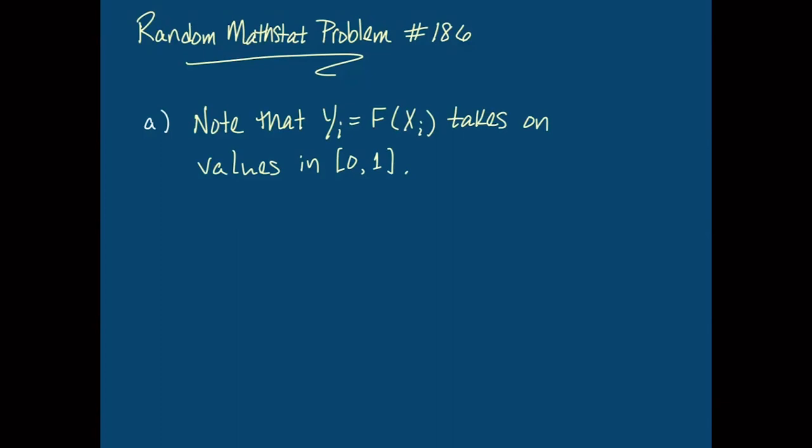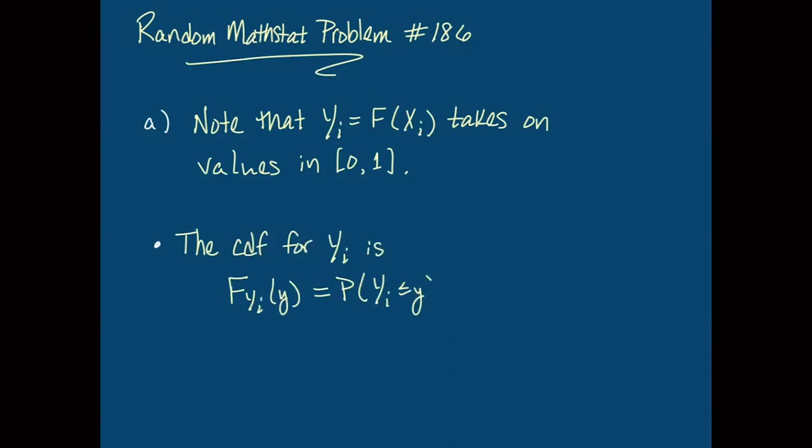So let's try to go for the CDF for capital Y sub I. This is, of course, the probability that Y sub I is less than or equal to an argument little y. The only thing we know at this point is that capital Y sub I is capital F of capital X sub I, so let's plug that in. Because we can assume that F is invertible, I want to take the inverse on both sides of this inequality.